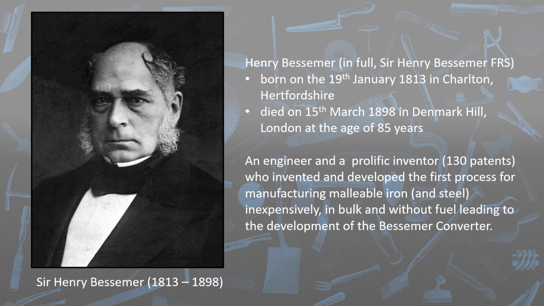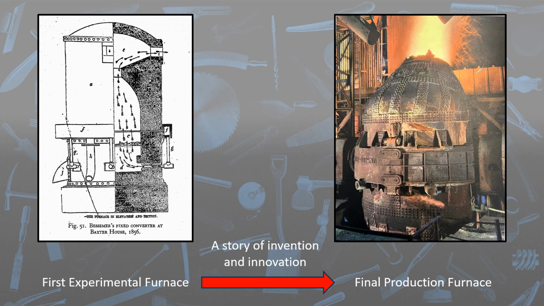He invented and developed the first process for manufacturing malleable iron and steel inexpensively, in bulk and without fuel, leading to the development of the Bessemer converter. The development of the Bessemer process is clearly illustrated from the very early experimental cylindrical non-rotating furnace to the rotating furnace that we are all familiar with today. Bessemer's early experiments were carried out in his London works called Baxter House, which was situated in St Pancras.